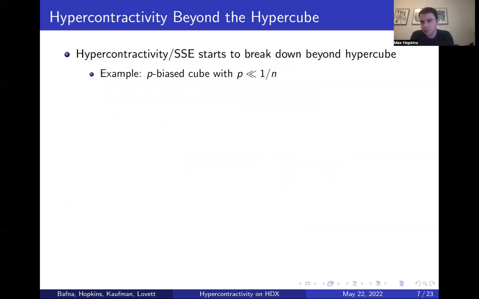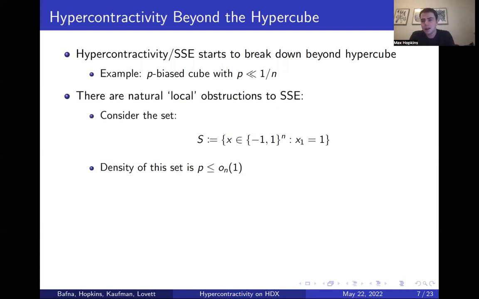And unfortunately, it's not too hard to see that as soon as you move beyond the hypercube, this Bonami lemma and small set expansion start to break down pretty significantly. The classical example of this is just the p-biased cube, where p is thought of as being quite small, like much less than 1 over n. The p-biased cube is just the distribution over the cube where each bit is 1 with probability p independently. And it turns out that in this case, there are natural local obstructions to small set expansion, basically in the form of dictators or more generally subcubes.